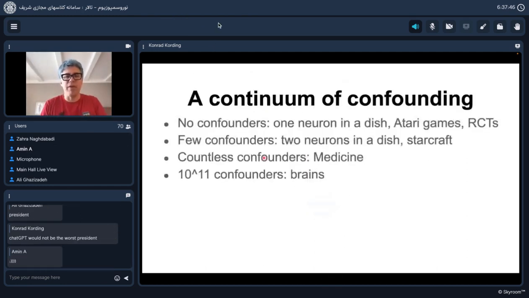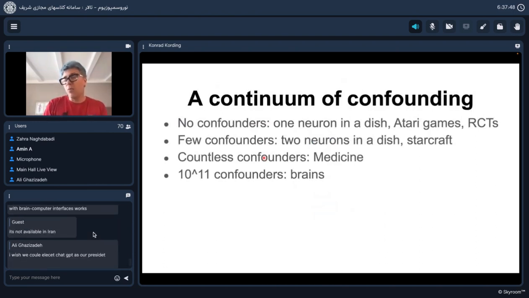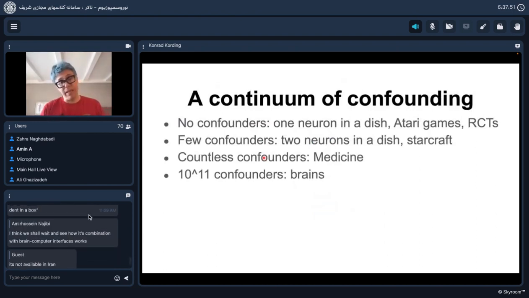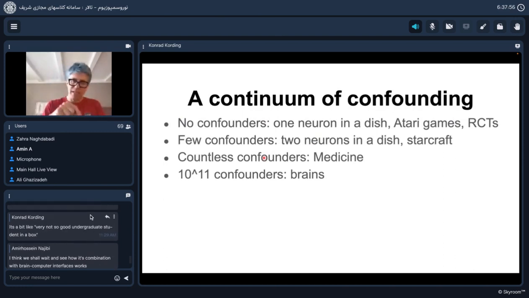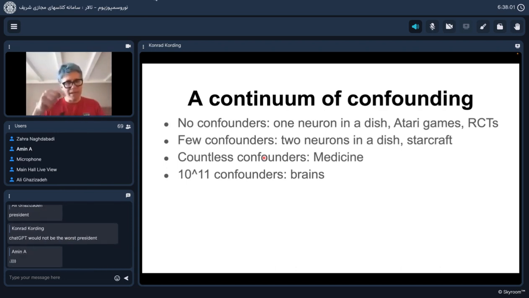So now let's talk about confounding. How much do we have? There are cases where we arguably have no meaningful confounders. Maybe you have a wonderful preparation. You just have one neuron in a dish and you see what it does. You inject electrical currents randomly through a pipette. No confounders. Wonderful. Atari games, arguably, it's essentially all observable. Randomized control trials, as long as there's no dropout.